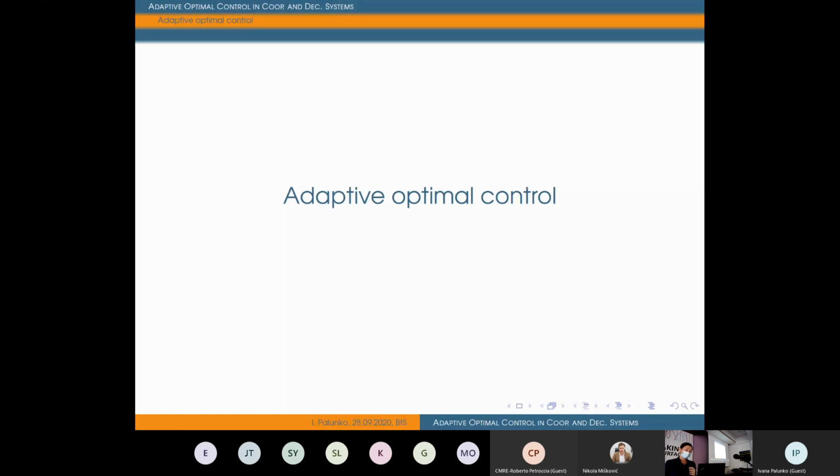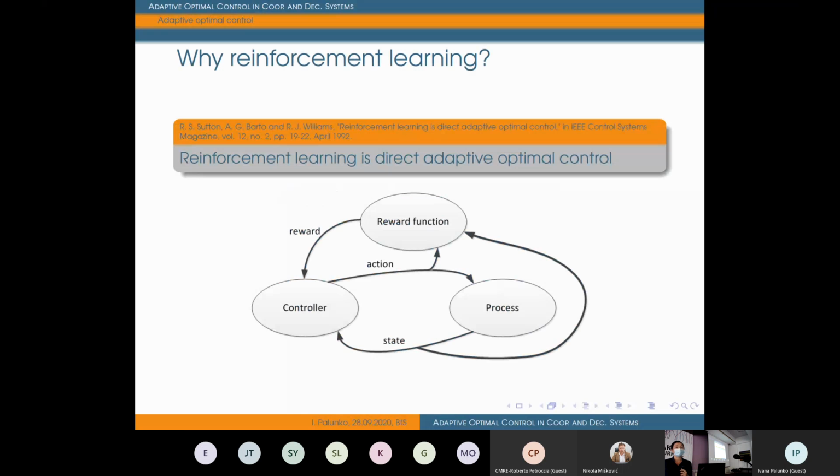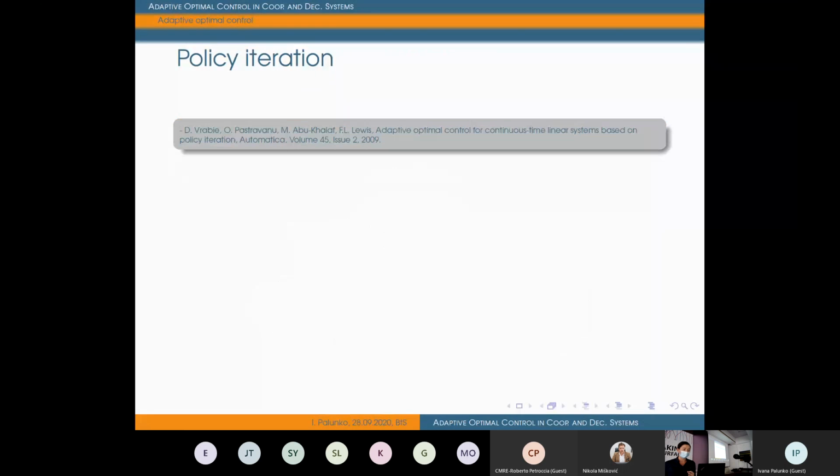So what we used for this is basically reinforcement learning. There is a paper from Sutton where reinforcement learning is a form of direct adaptive optimal control. It's been around for, let's say, the last 10 years, but in the last 5 years, people have been extensively looking into how to prove some performance guarantees for these algorithms. Basically, you have a controller, you have a process, and you have a reward function. So how to deal with that?